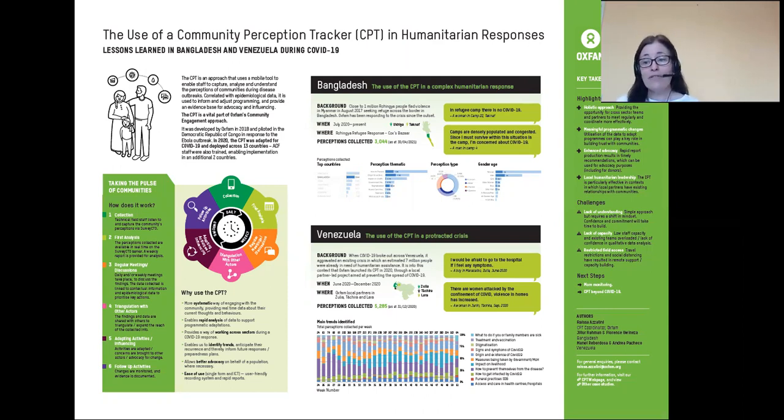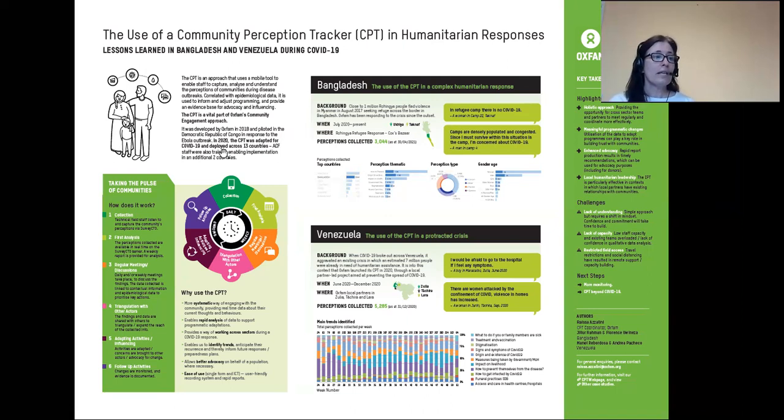The CPT is very much part of our Oxfam community engagement approach. It was developed in 2018 and tried in DRC during the Ebola outbreak. Then it was adapted to COVID-19 last year and implemented across 5 different regions. The important thing to note about the CPT is that it's not a standalone approach. It should be implemented alongside existing program activities. It's a mobile tool that allows staff to collect real-time perceptions from crisis-affected communities.